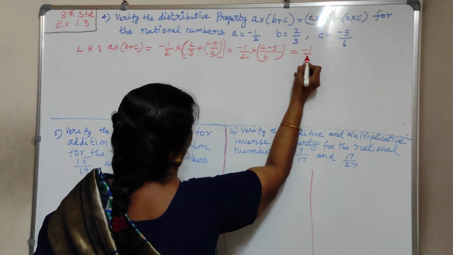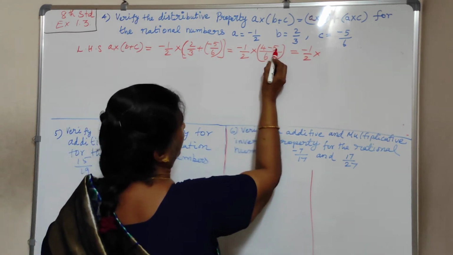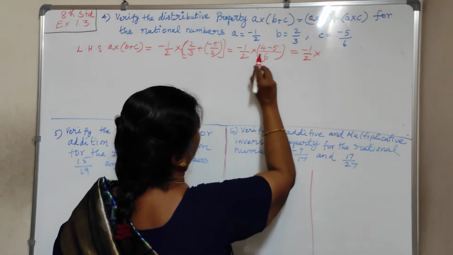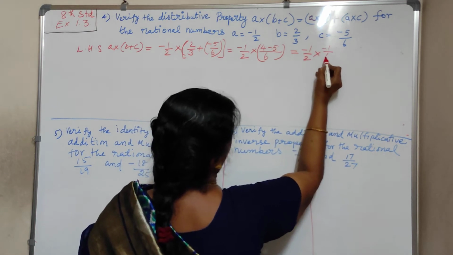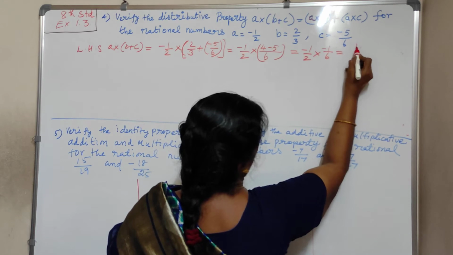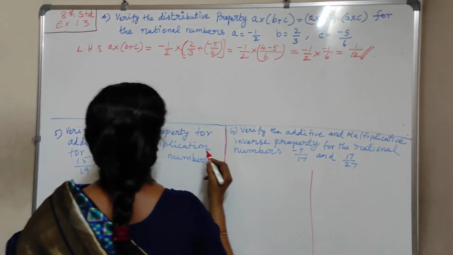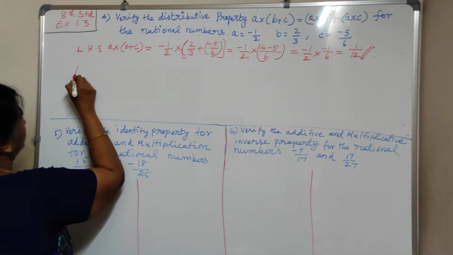So minus of into minus 5. You take away 4 from minus 5, will get minus 1 by 6. Gives you minus 1 into minus 1 plus 1, 6 2s are 12. This is left hand side. Now right hand side.